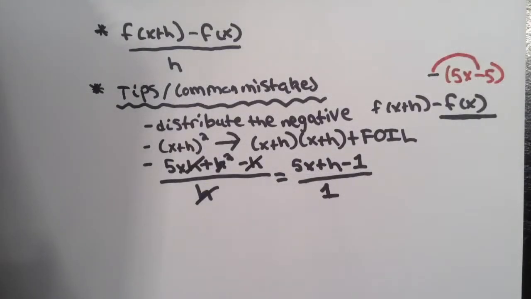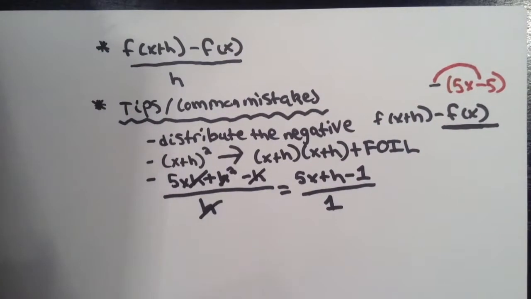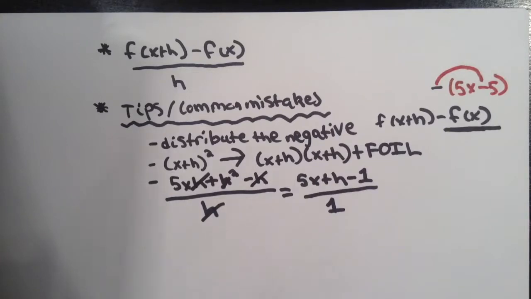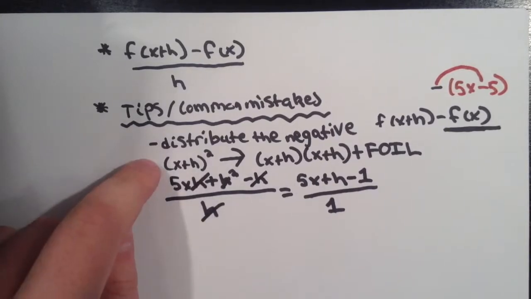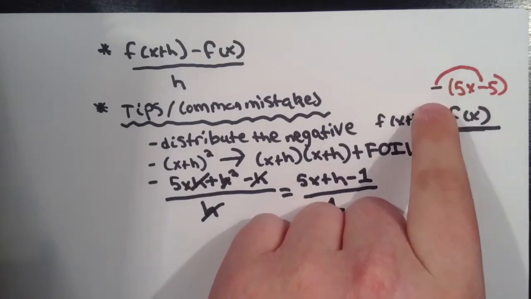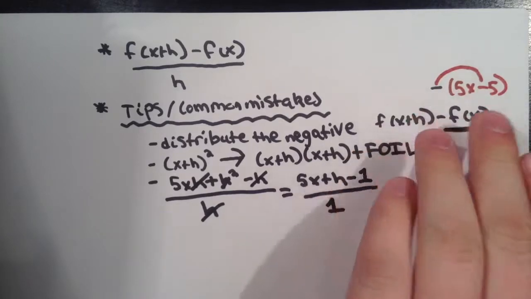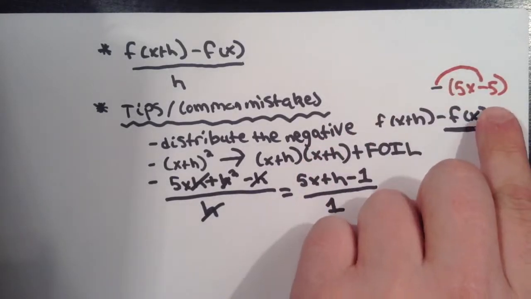So, as a summary of what we did today, we have a few bullet points to review everything that we've covered. So first off, we have our formula, which is f of x plus h minus f of x over h. And then a few tips and common mistakes. Number one would be distribute the negative. So whenever you put the original equation back in, remember that if it's minus a 5x minus 5, for example, this has to be distributed, and that would make it a positive 5.